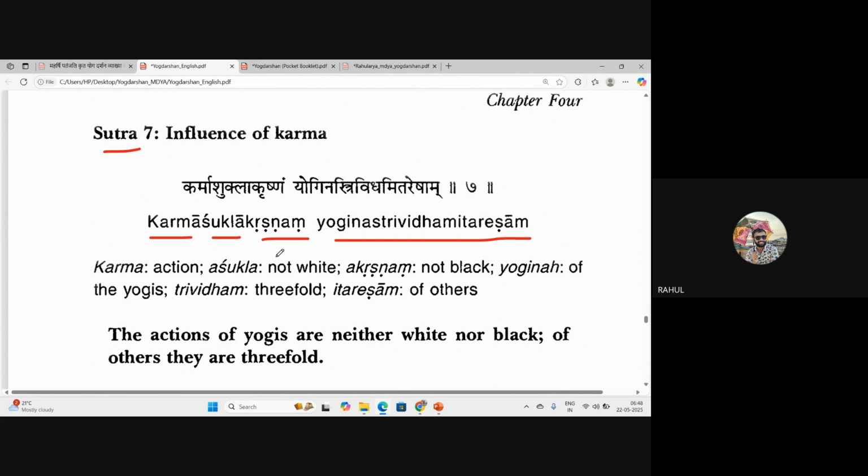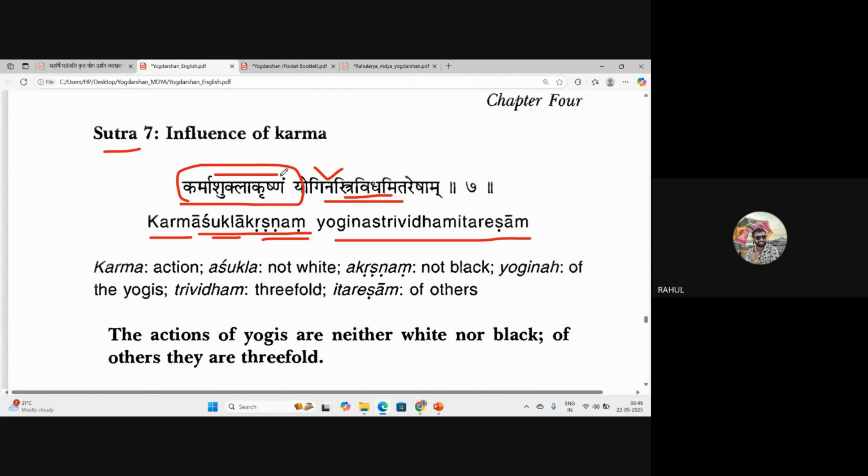Here he is giving a kind of coding. It means the yogi has Ashukla Akrishna karma, and he is telling that others have the other three karmas. So how will we get to know the karma? The yogi's karma is Ashukla Akrishna.